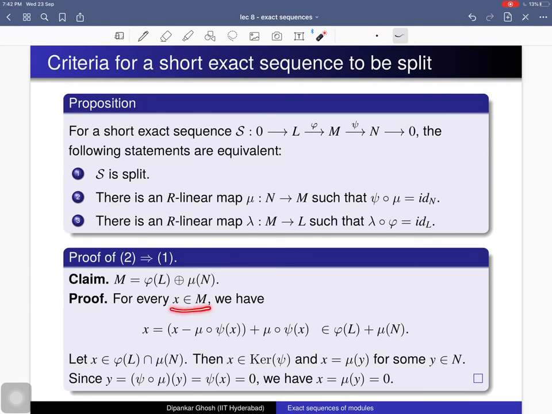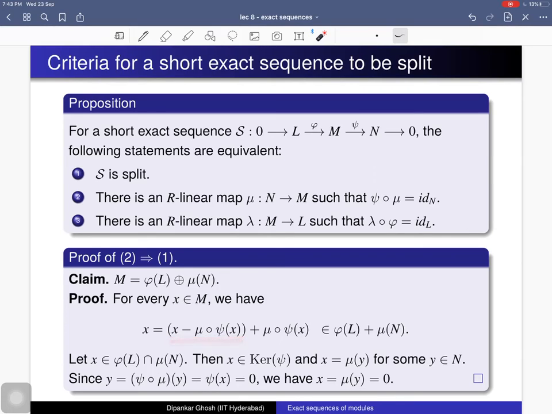You start with an element of M. First we should prove that M is just the usual sum of these two submodules. So, this x you can write in this manner. You just add and subtract this element. Okay. So, then you can see that this element is there in the image of mu. So, it is there in mu of N.